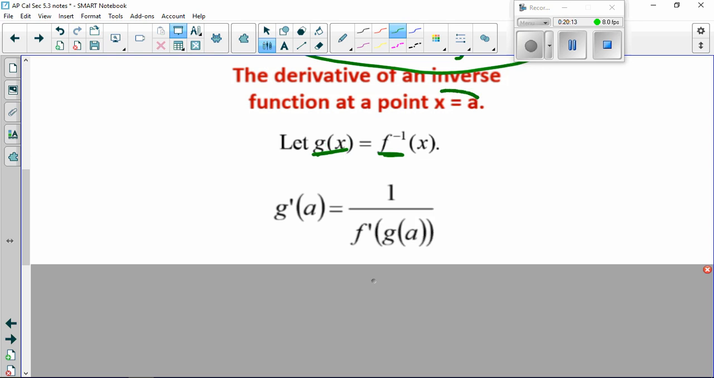So when we do that, this is what we got. If it's at a point A, then the derivative of the inverse at that point is 1 over f prime of g of A. Okay, so this is our definition that we're going to be using for the next couple examples that we do. So we're going to do 3 examples, one of just straightforward using this, and then a couple that are more common on the AP exam, and then that'll be the end of this section.